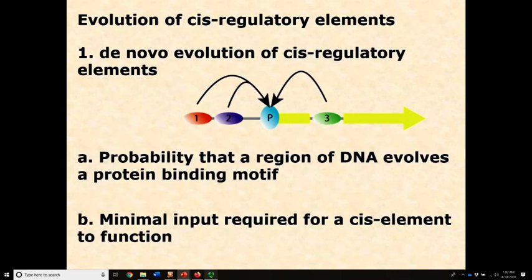So the probability that a region of DNA evolves a protein binding motif, right? So meaning that it's going to bind to some sort of a transcription factor. And then the minimal input required for it to be a functional one. That's all that we really need to have it now be useful and then have it be subject to natural selection. So if it's there, if it binds a protein, and if that protein then has some impact on the expression of the gene, boom, you've got the bare minimum.